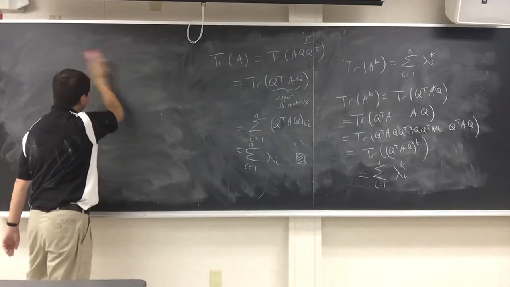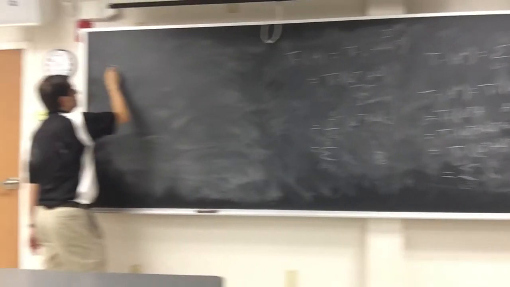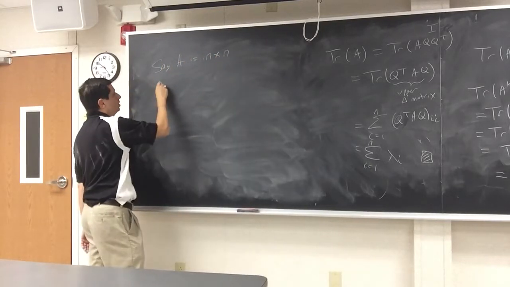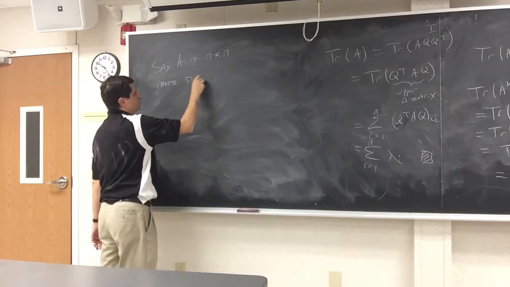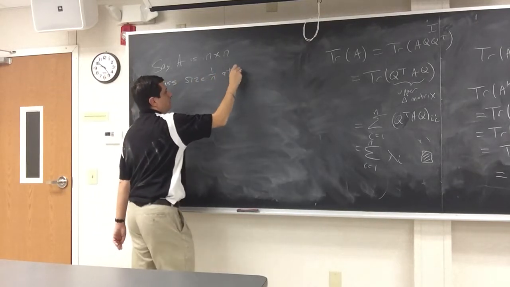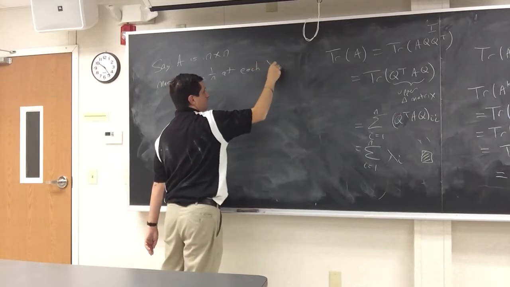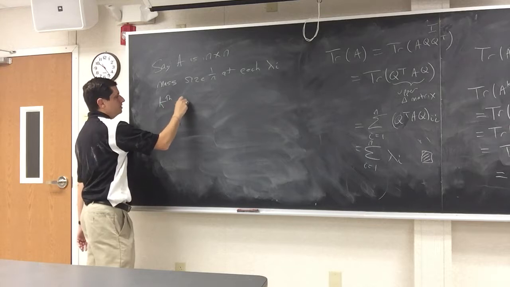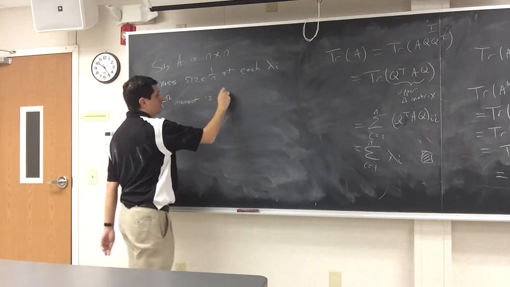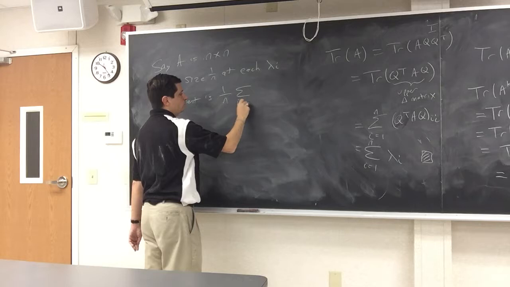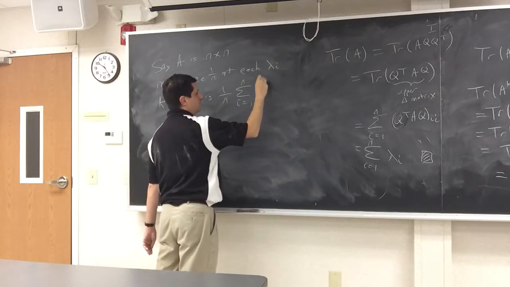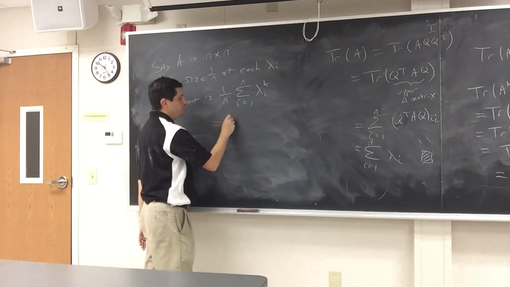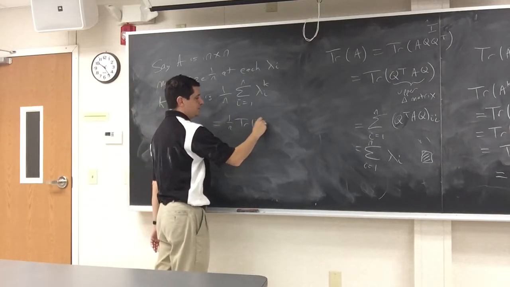So let's say A is n by n, put a mass of size 1 over n at each lambda_i. So the kth moment is 1 over n, the sum i goes from 1 to n of lambda_i to the k, which from the eigenvalue trace lemma is just going to be 1 over n trace of A to the k.